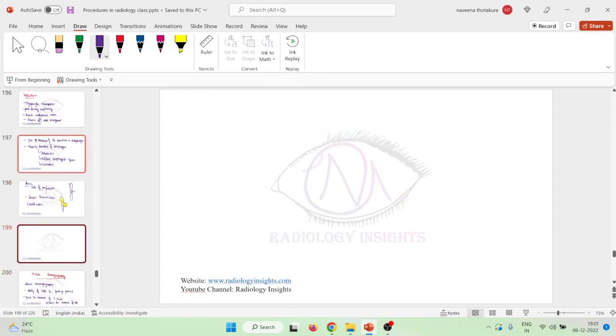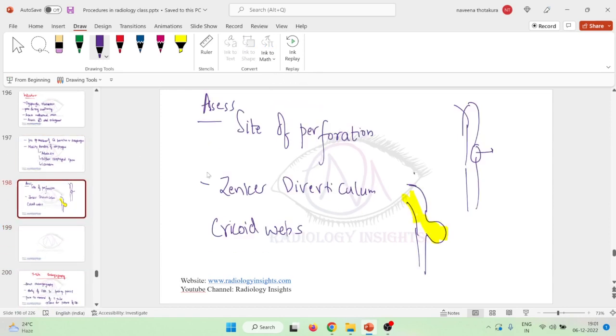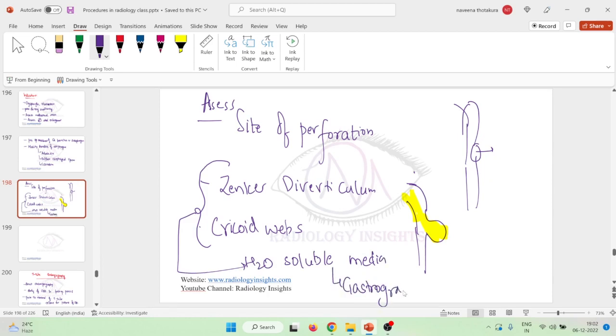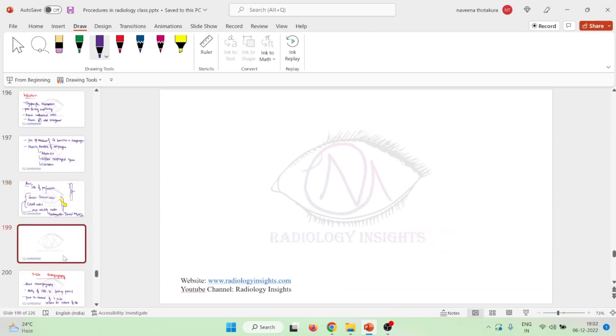Especially in case of Zenker's diverticulum and cricoid webs, instead of barium, water soluble media are used. Water soluble media like gastrografin or dinosil aqueous can be used to diagnose Zenker's diverticulum or cricoid webs.